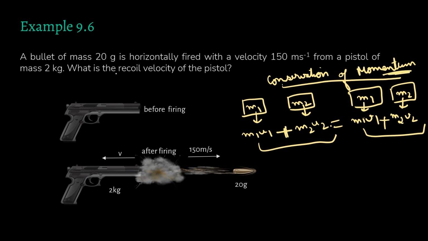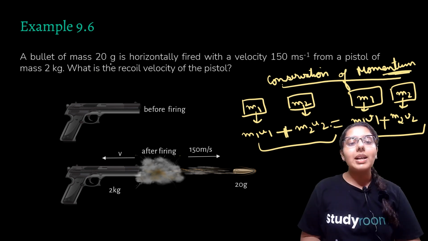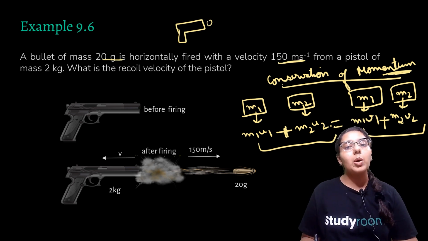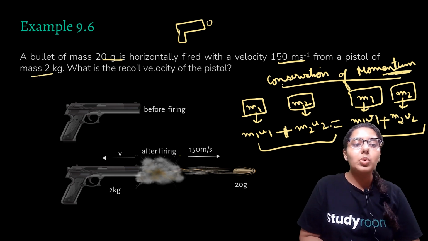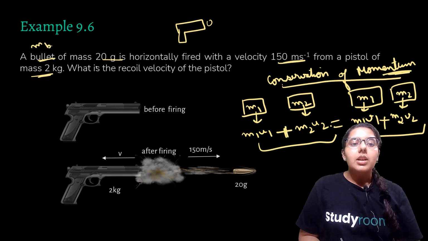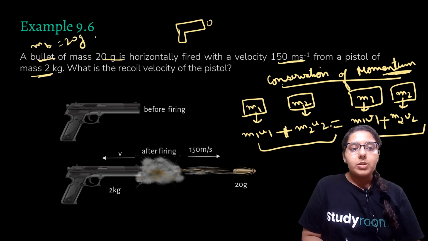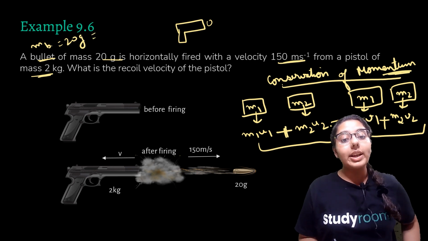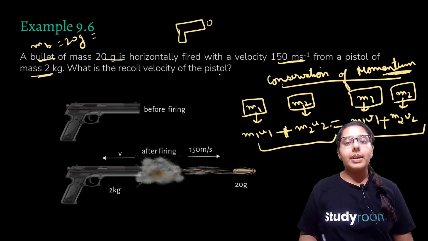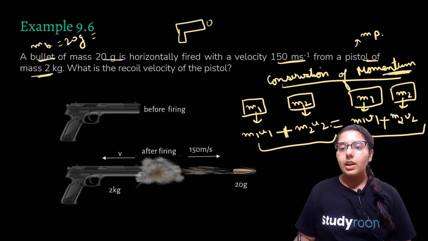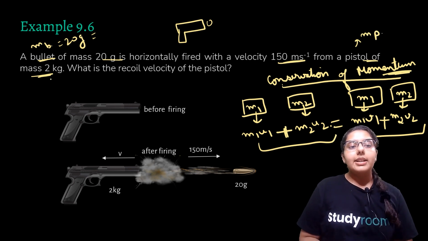So let's get started. Our question is, a bullet of mass 20 grams is horizontally fired with a velocity of 150 meter per second from a pistol of mass 2 kgs. So we have one bullet, let's say its mass is mb, and mb is equal to 20 grams. 20 grams is how much? 20 upon 1000 kgs. So we need to convert it into kgs. Don't forget the SI units. And the mass of the pistol, let's call it mp, is given to be 2 kgs.